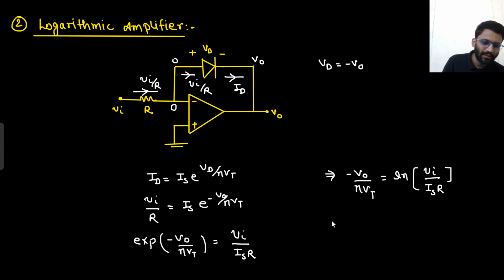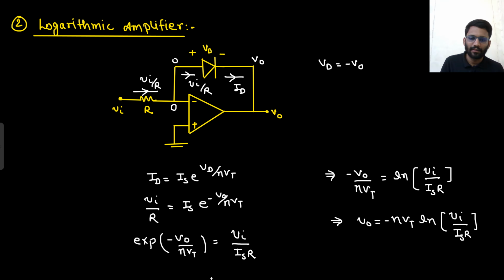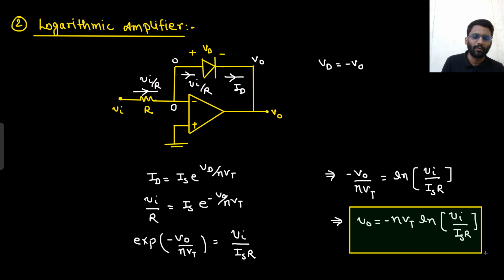So what do you get? V0 is equal to minus eta Vt ln(Vi upon Is into R). That's it. This is your final output voltage.